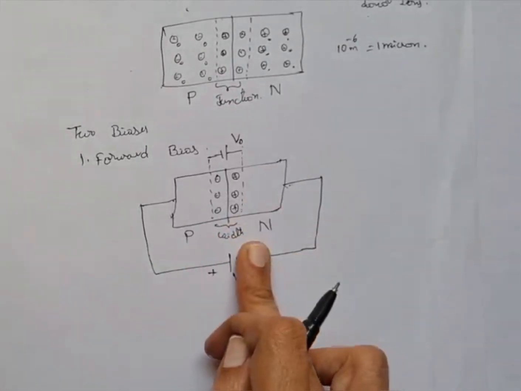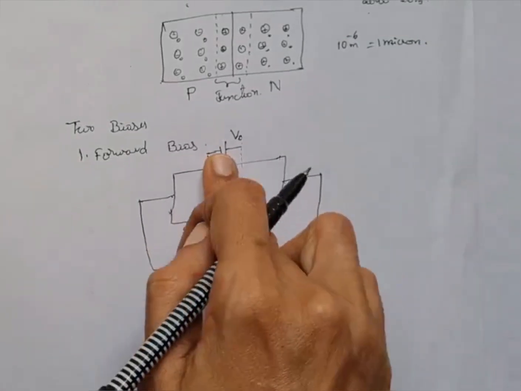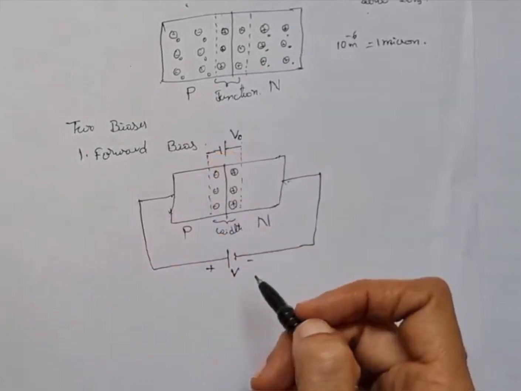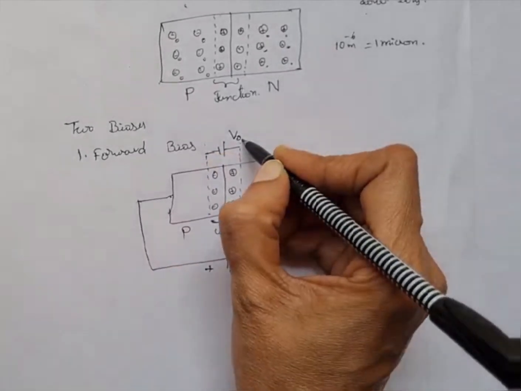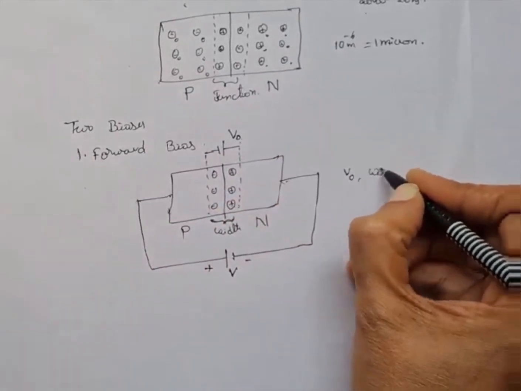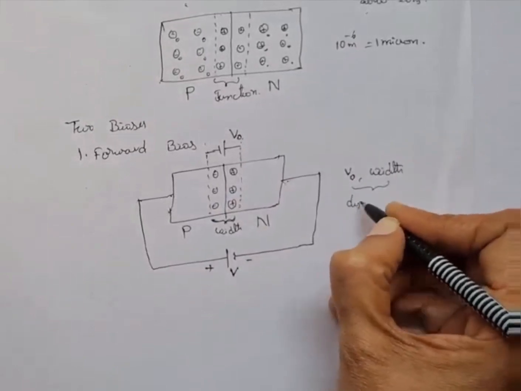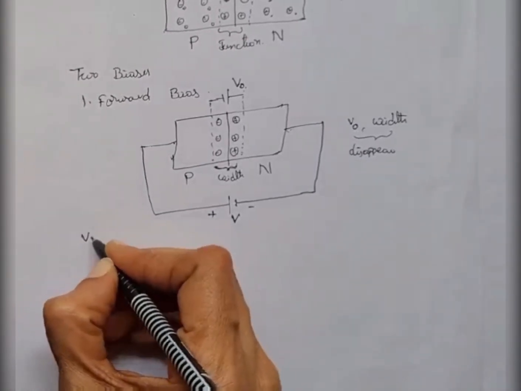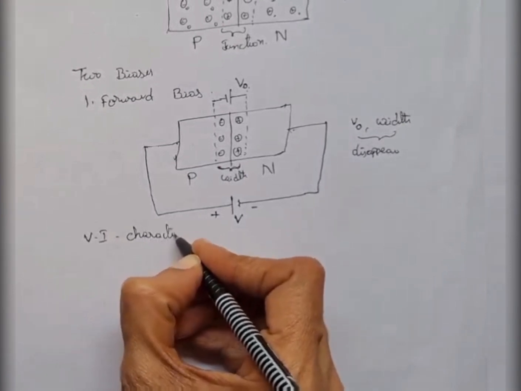This is the forward bias condition. But when the applied potential is more than the internal barrier potential, the depletion region and the internal barrier potential both disappear in forward bias condition. In forward bias, some VI characteristics are there.